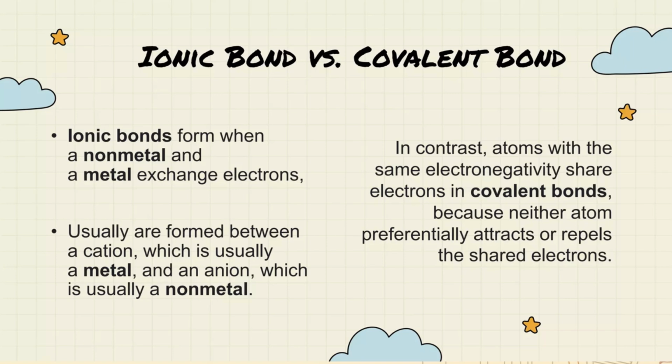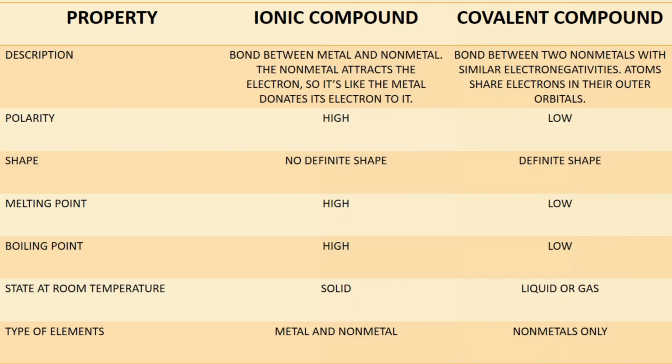In contrast, atoms with the same electronegativity share electrons in covalent bonds because neither atom preferentially attracts or repels the shared electrons. So let's identify or distinguish the difference between the ionic compound and covalent compound based on their properties. Sa Bisaya pa, mahibal-an nato kung ionic compound or covalent compound siya base sa iyang properties na makita sa compound.